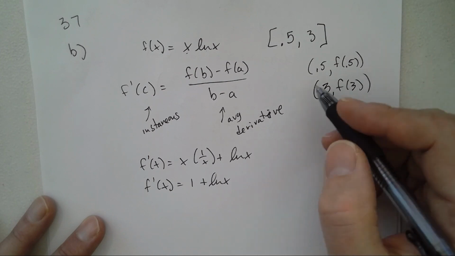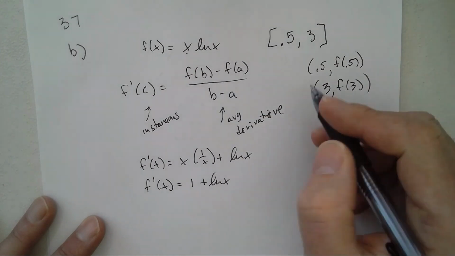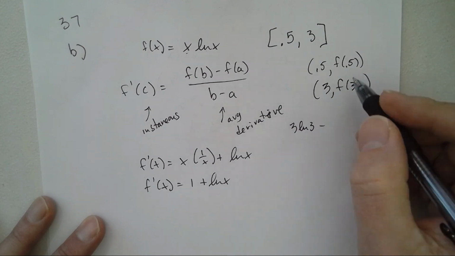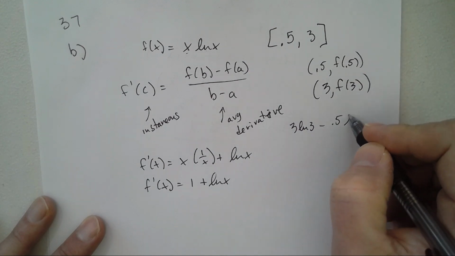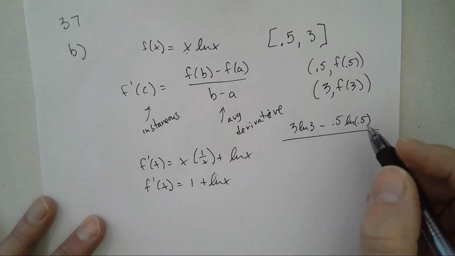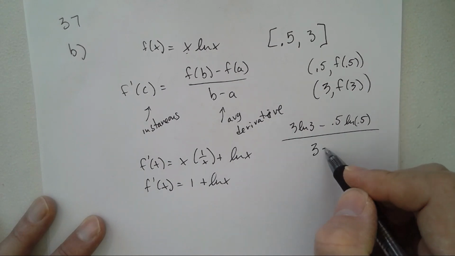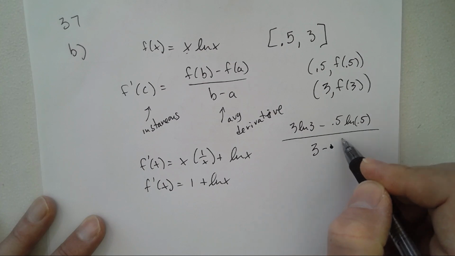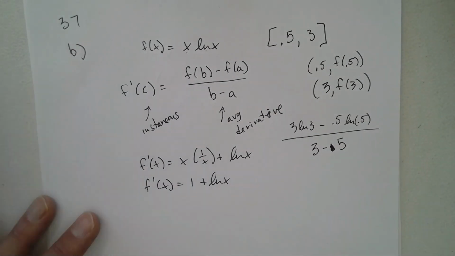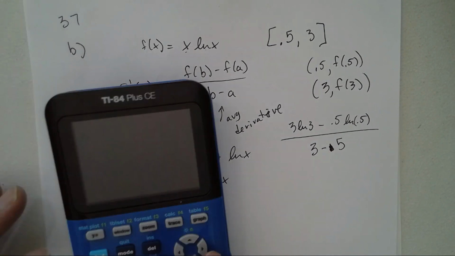Alright, so f of b, so f of 3 is 3 natural log of 3 minus f of a, 0.5 natural log of 0.5, over b minus a. That's 3 minus 0.5. Alright, so we can figure out an approximation here.